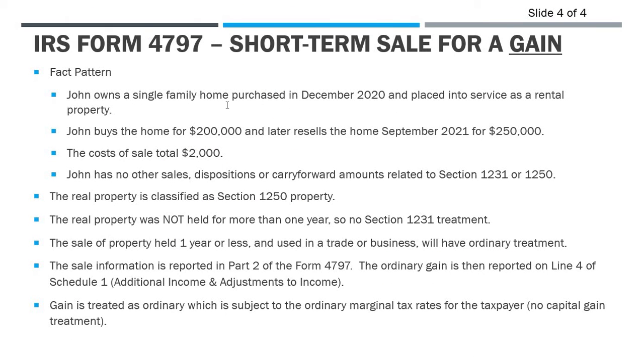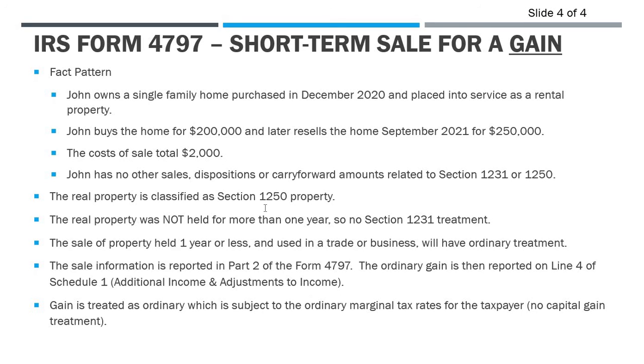We have John, again, he owns a single family home, but now, because it's short term, we had to change the buy and sale dates a bit. So we bought this home in December 2020. Again, he's renting it out, paid $200K for it. Now he sells it in September 2021 for $250,000. So now he's owned it less than a year, right? It's about 10 months he's owned it. Cost of sale are $2,000. John has no other carry forwards or any amounts like this.